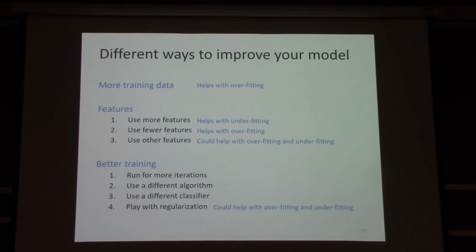Playing with regularization is another way of controlling overfitting and underfitting. Remember, for things like SVMs, if you increase C, you end up overfitting. If you decrease C, you end up underfitting. So playing with that regularization constant or the trade-off parameter might be a way of controlling overfitting or underfitting. If you notice that you're overfitting, you probably want to decrease that C value.